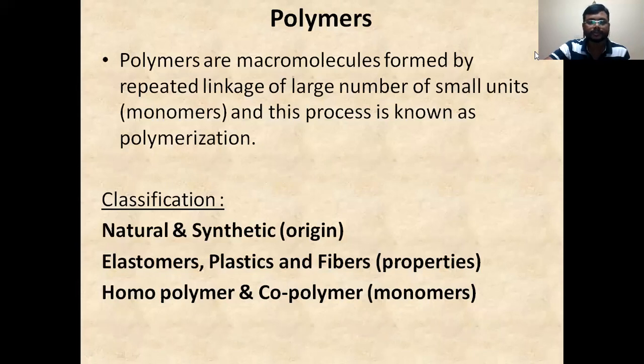Polymers are classified by origin. They are classified into natural and synthetic polymers. By properties, they are classified into elastomers, plastics, and fibers. And by the nature of monomers, they are classified into homopolymer and copolymer.